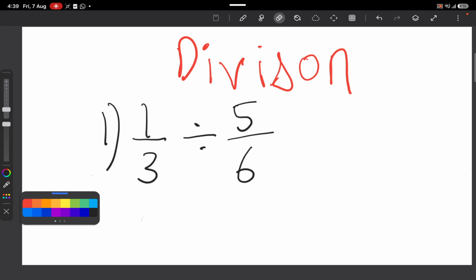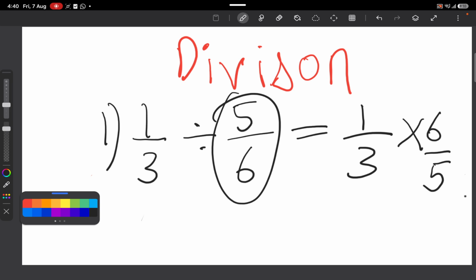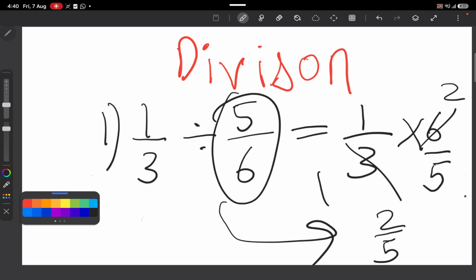So what happens is, then you write 1 upon 3 into 6 upon 5. The reciprocal version of 5 upon 6, if multiplied to 1 upon 3, would give the same answer as 1 upon 3 divided by 5 upon 6. Okay, and we follow our steps. We cancel down, make it easier, and we get 2 upon 5. So the answer of this is basically 2 upon 5.